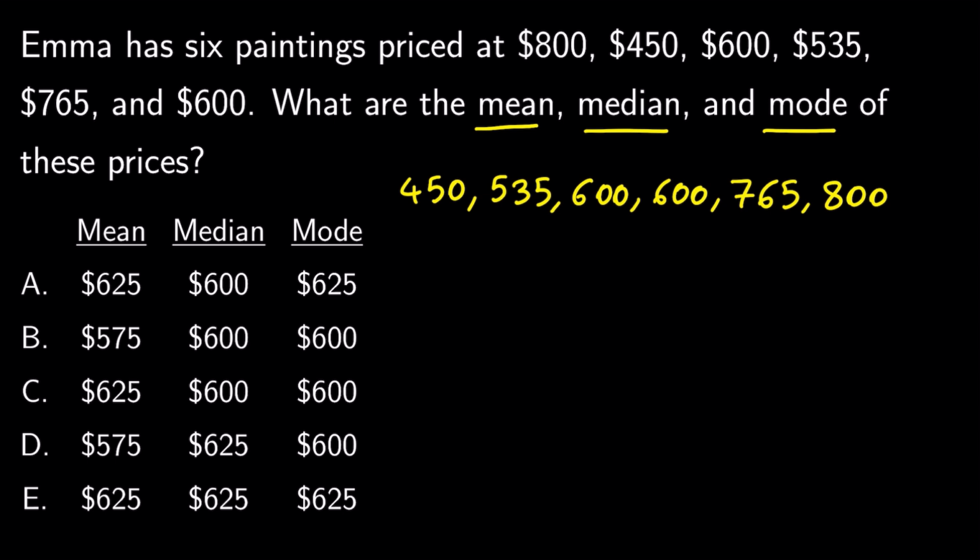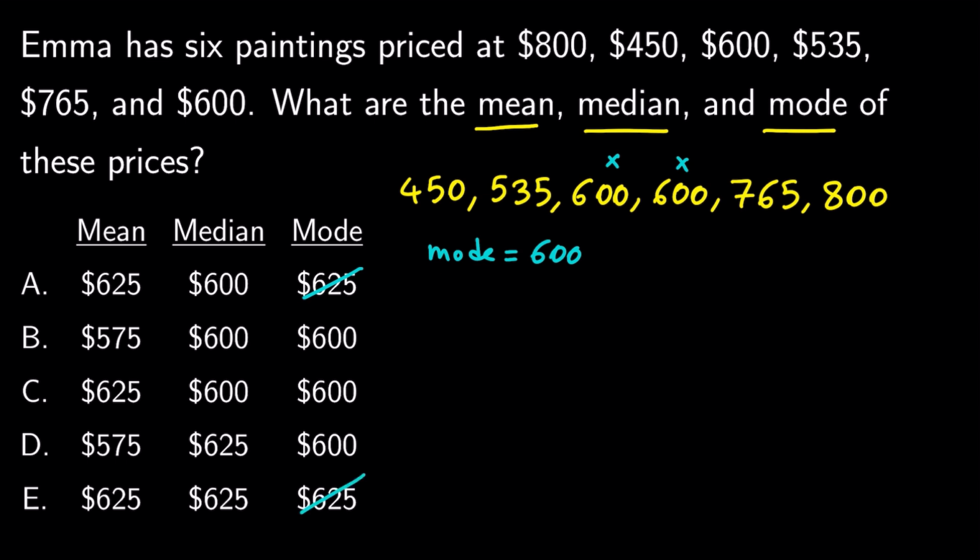The mode is the value that appears most often. We see 600 appears twice and the rest just once. So mode equals 600 and we cross out the wrong answers.